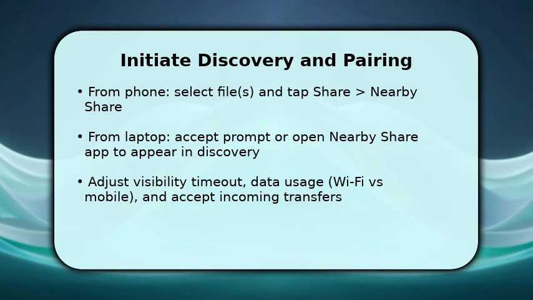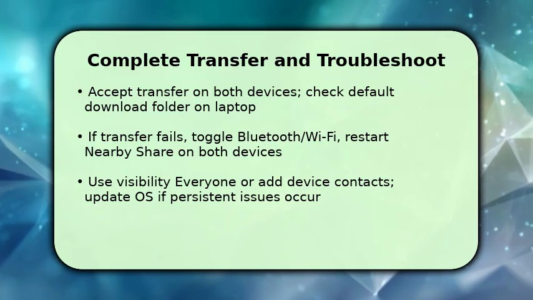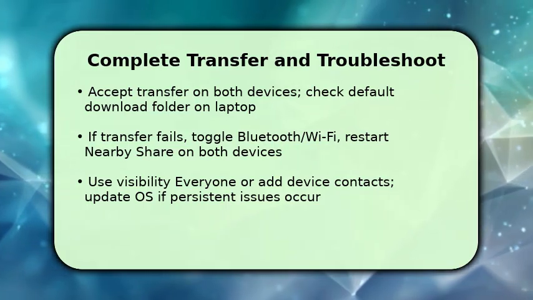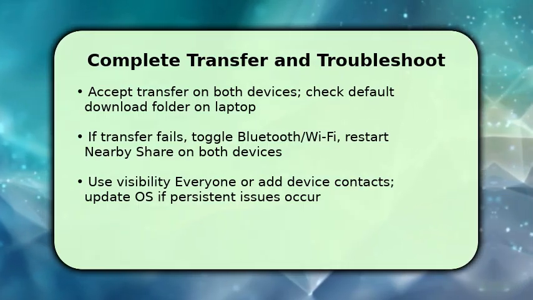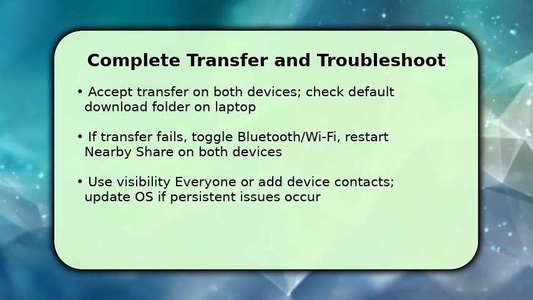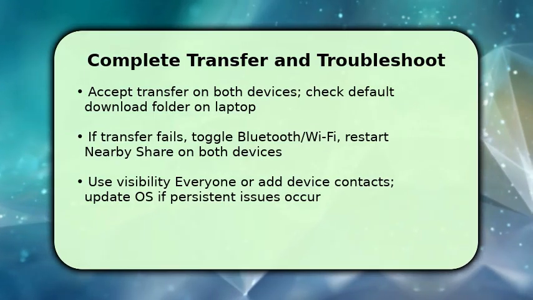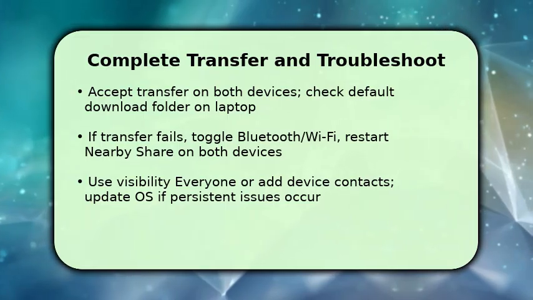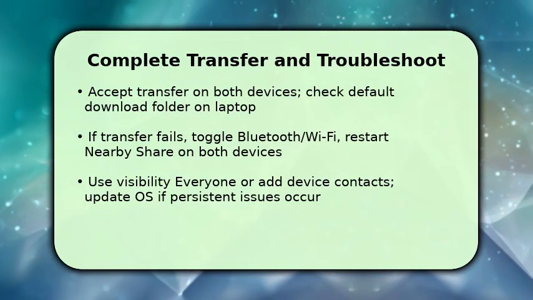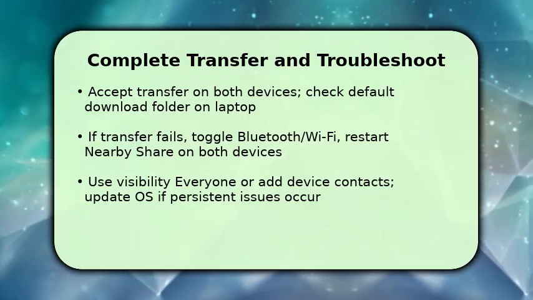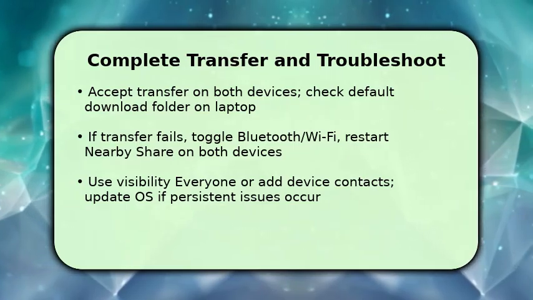Finish by accepting the transfer on both your phone and laptop and verifying the files landed in the laptop downloads or configured folder. If the transfer stalls, first toggle Bluetooth and Wi-Fi and retry, then restart the Nearby Share service or app on each device. If devices don't discover each other, set visibility to everyone briefly or add each device as a contact. Finally, make sure both devices run the latest OS updates. Outdated Nearby Share implementations can cause compatibility problems and block transfers.